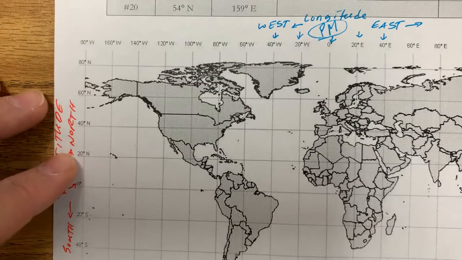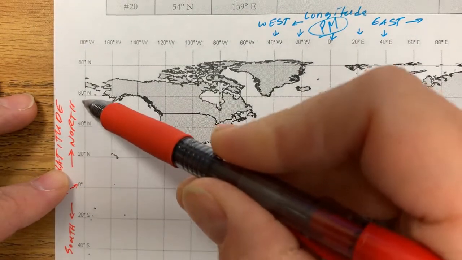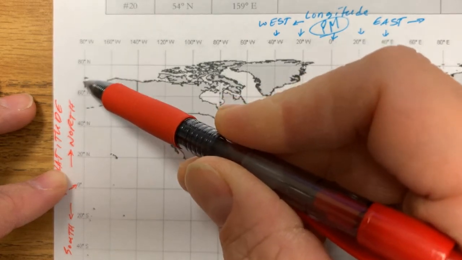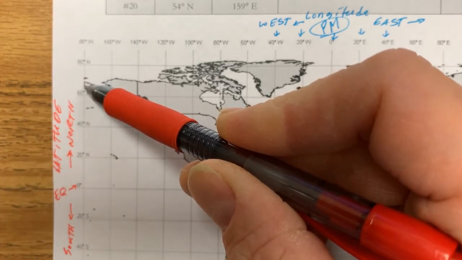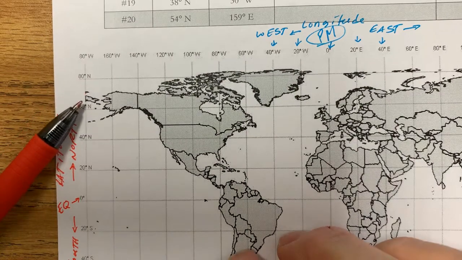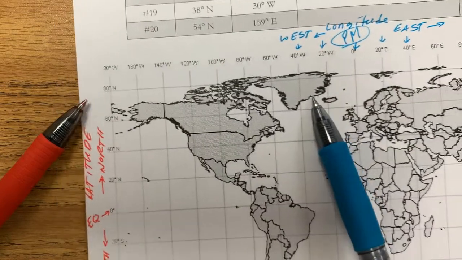Okay, so our first point is 64 degrees north, 19 west. First of all, 64 degrees north would be going this way to 64. Now we're going to assume that 70 is directly between 60 and 80, so 64 is probably right about here-ish. Okay, and so 64 is right about here. So anywhere along this line right here is 64 degrees north latitude.